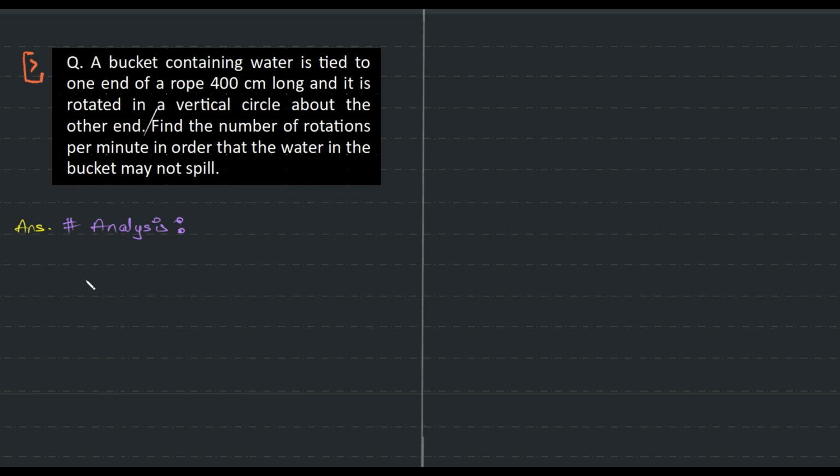So we have, well, other than the length of the rope, the radius of the rotation, nothing else is given over here. So how do we do it? What is the funda? Anything? Okay, let me start off. You guys can keep thinking.